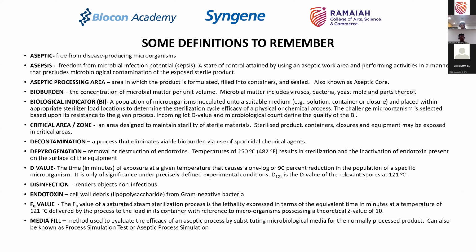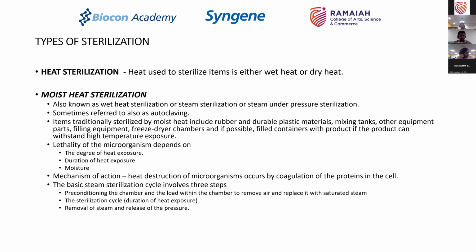So D value is saying at a given temperature, whatever the temperature, if I'm able to achieve 1 log reduction, that is my D value. F0 is saying 121 is constant. What is the time that I will take to have a lethality rate that I'm looking at? So F0 is expressed as a time, right? Yes. So if the time is greater than 8 minutes, right?